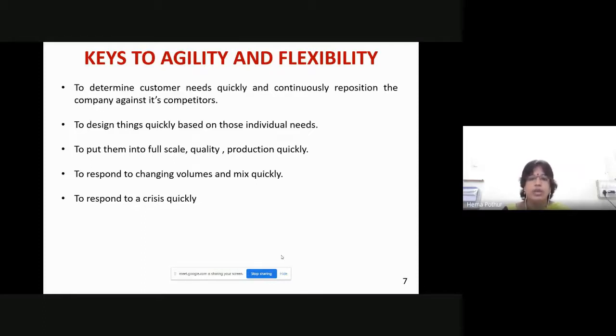We have to decide how much of the market ratio we have to cover, then scale up to that, set the quality limits for it, and have the production lines respond very quickly to changing volumes and mix.